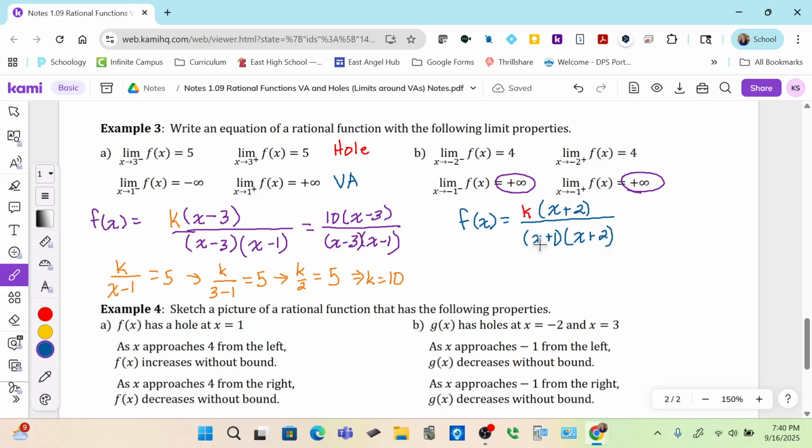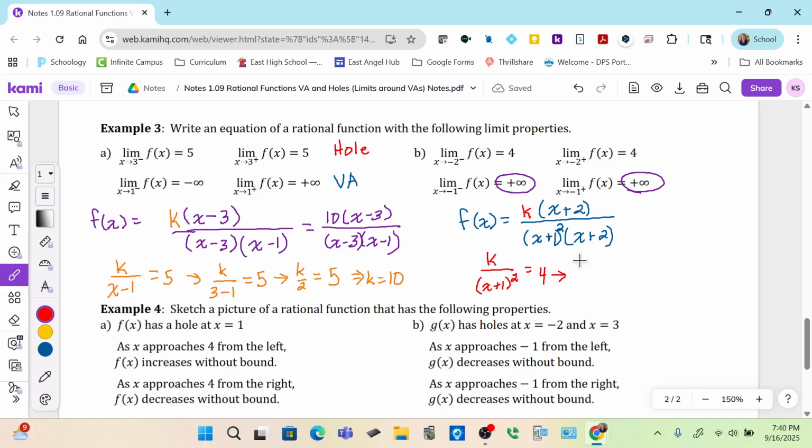Now, if I want this fraction to always be positive, even when I put a negative value in for x, I need it to be positive. So I'm going to square my x plus 1, because when I square a negative value, it will be positive. And then to find the k, I'm going to set k over x plus 1 squared needs to equal 4.